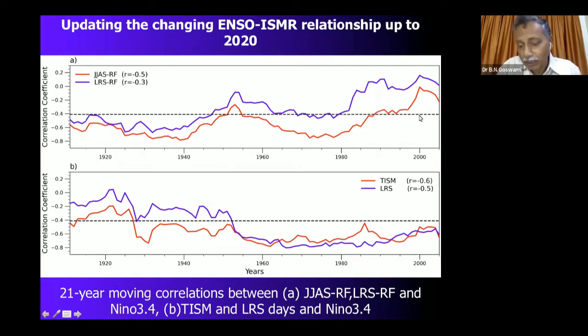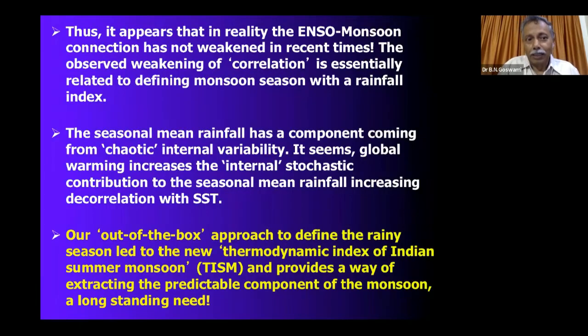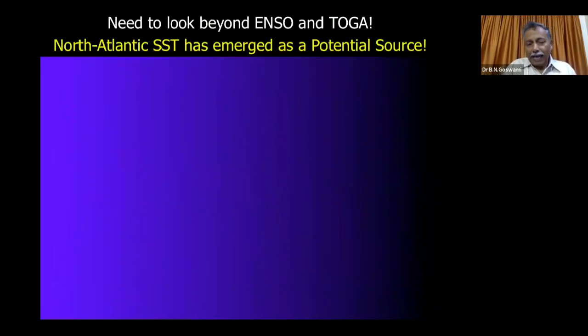That is our hypothesis, but it could still be debated. So this is what we think: the tropospheric temperature gradient framework actually gives a handle to bring out the predictable component of the ENSO-monsoon relationship. So with that, I'll stop the discussion on the ENSO-monsoon relationship. Then we'll move over to the discussion on the North Atlantic SST and the monsoon relationship.